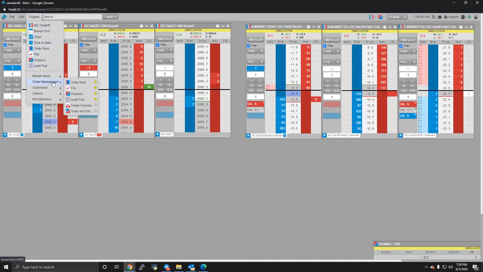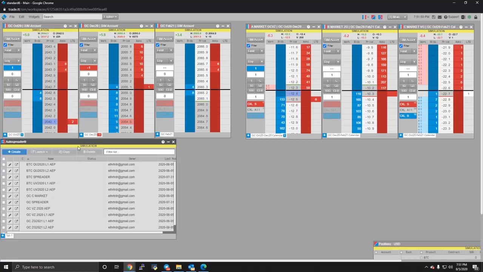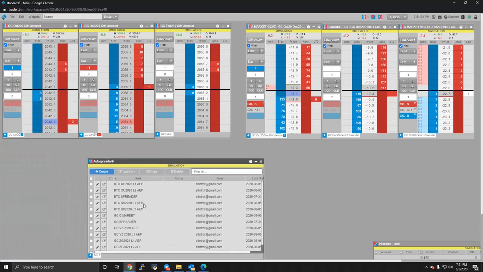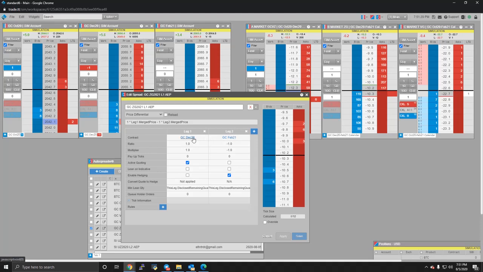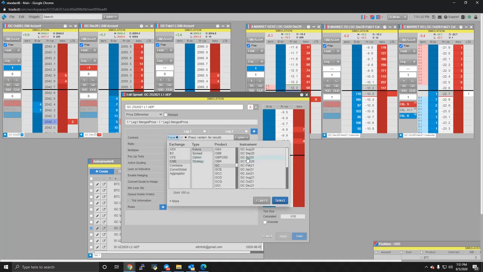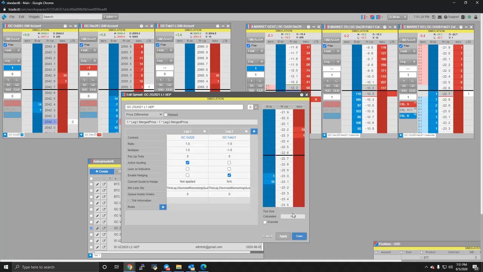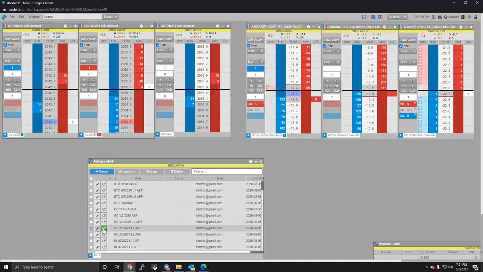I don't know if I have already built one. Let's take a quick peek. In our AEP GC, it would be VG. We did VZ and ZG. So what I can do, I could actually edit this. I can edit this spread real quick and just change leg 1 to October. And I can save this and I can launch it.